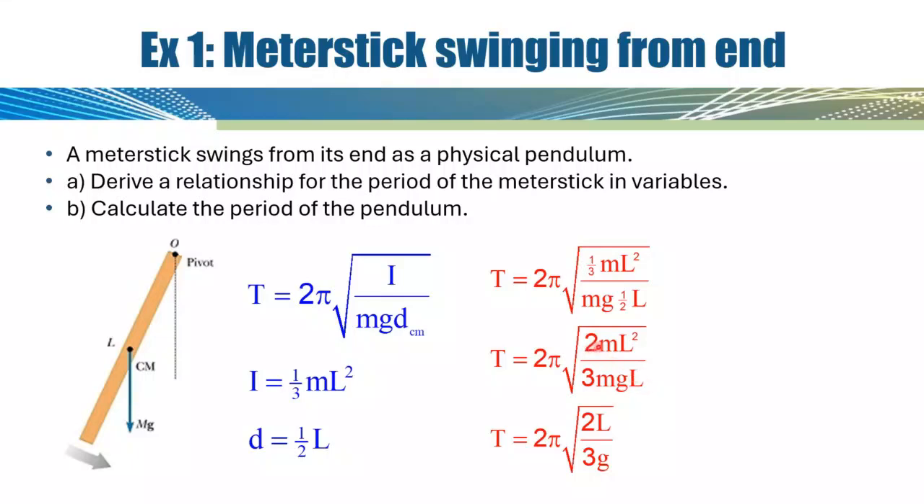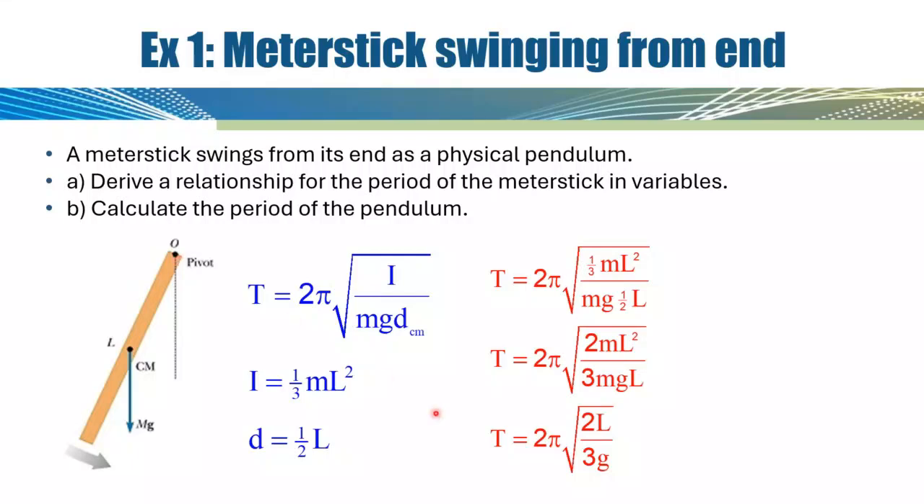Notice that I have an m term on top and an m term on bottom, so they're going to cancel. So I canceled an m. And I also have an L squared and an L, so we can cancel an L. And you can see that I have 2 pi square root of 2L over 3g. So this is a derived relationship for the period of this particular meter stick when it is oscillating about its end.